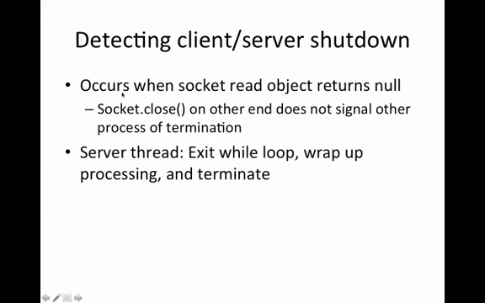So you can detect when a shutdown has occurred when the socket read object returns null. And that will happen as soon as the socket on the other side of the communication link ends. So if I'm on the client side and the server shuts down, the server's socket immediately sends a null to the client side, which will be read immediately, and we can fall out of the loop and terminate.